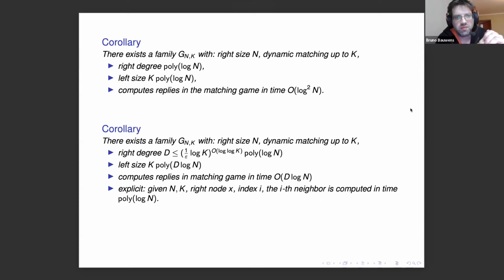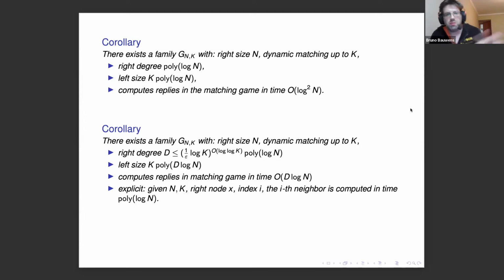The top one is a non-explicit graph: there exists a graph in which the matching game can be evaluated efficiently, in order log squared n time, repeating what I just said. The bottom one is an explicit one. The fourth criterion says that if we know n and k, the right node x, and an index i of the neighbor, then the i-th neighbor is computed in time polylog n. That's just repeating what I already explained in the previous slide.